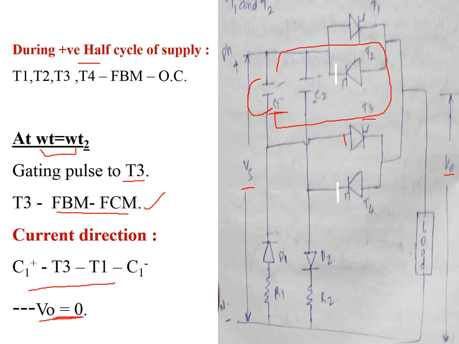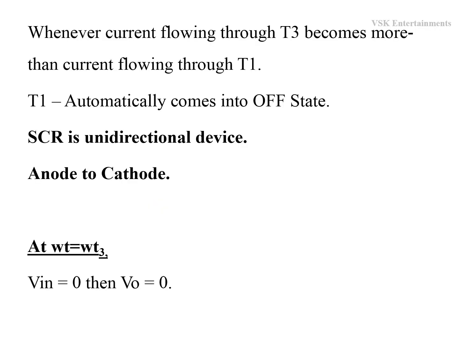Here the thyristors are unidirectional devices, which allow the flow of current from anode to cathode only. They do not allow the flow of current from cathode to anode. But in thyristor T1, current is flowing from cathode to anode. Whenever the current flowing through thyristor T3 becomes more than the current flowing through thyristor T1, T1 automatically comes into the off state. We know that thyristors are unidirectional devices and allow the flow of current from anode to cathode only.